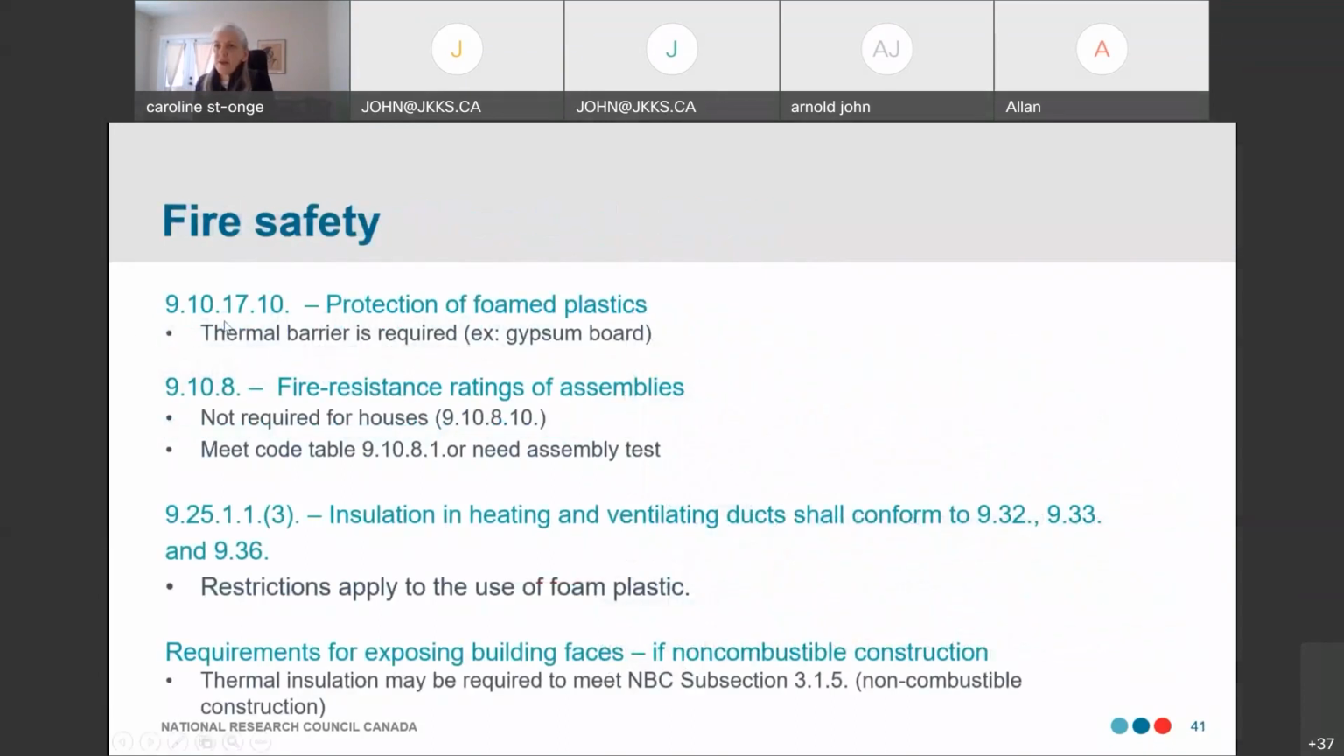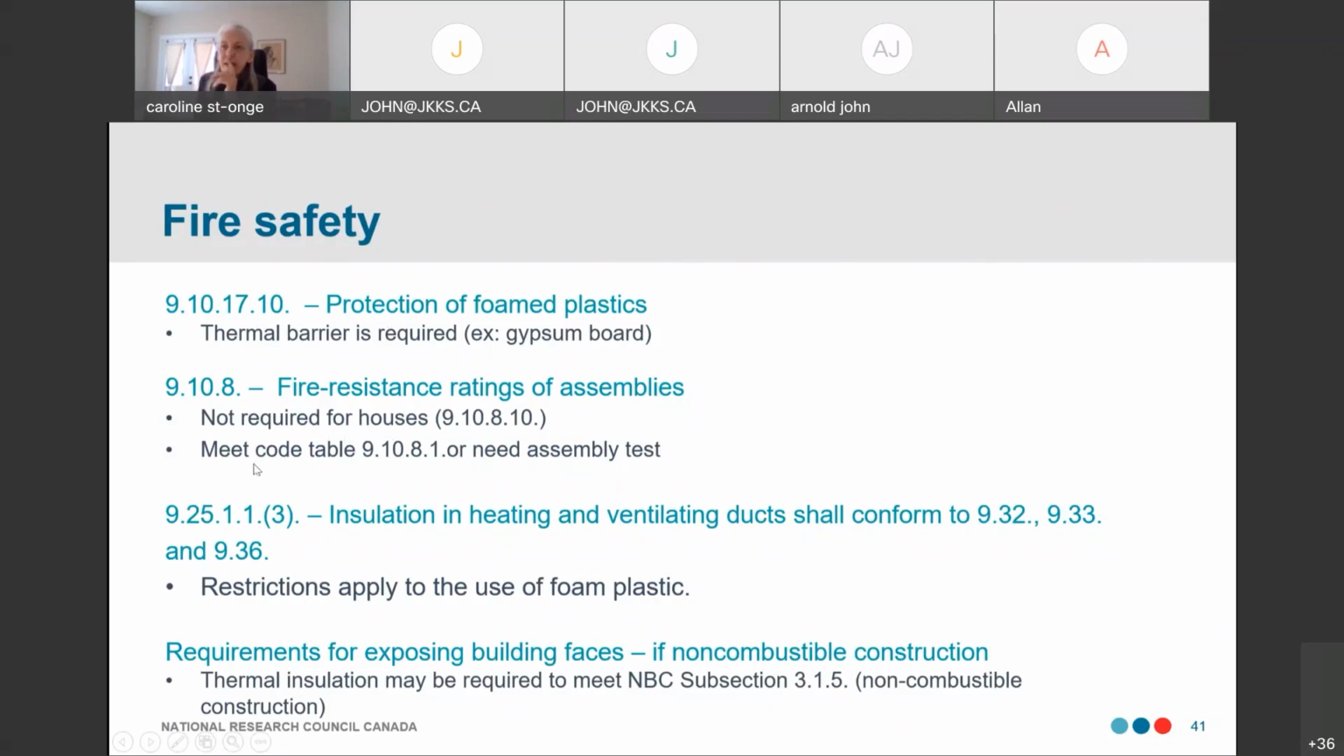This section of the code also requires that if you install foam insulation, you must install a thermal barrier. This is under 9.10.17.10. A thermal barrier can be a gypsum board or an interior finish. It is all explained under this article of the code. The code also says that if the exterior wall is a load-bearing wall, it has to have a fire resistance rating. And this is true if it's not a house. There's an exception for houses.